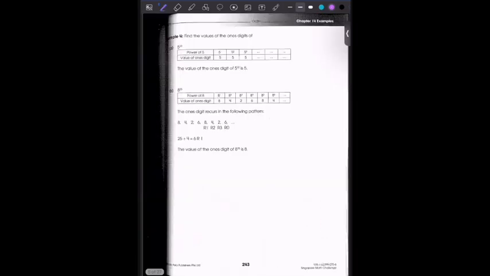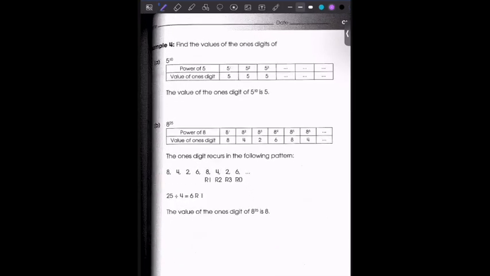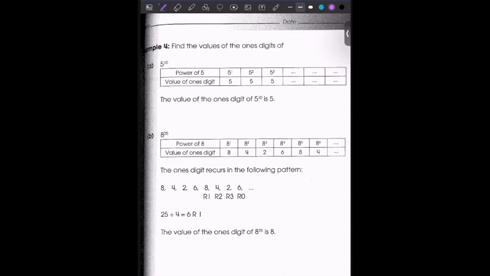Now we're going to look at example 4. So A says 5 to the power of 10, and it says find the values of the ones digits. So we're multiplying 5 ten times, and so the value of the ones digit of 5 to the power of 10 is going to be 5. And this is because when we look at only the value of the ones digit, 5 to the power of 1 is just 5, since we're only multiplying it once. So the ones digit is going to be 5.